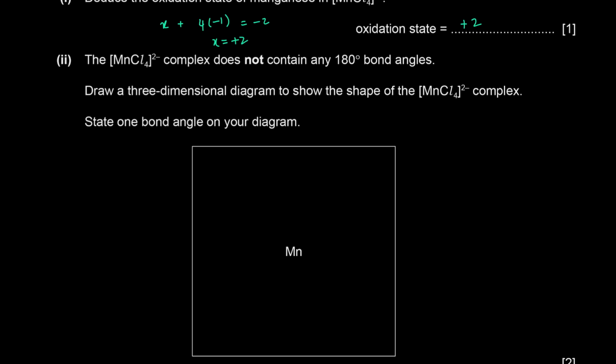So here the shape would look like this. We have Cl, Cl, Cl, Cl, right? The overall charge on this complex ion is 2-, and the bond angle is 109.5 degrees.